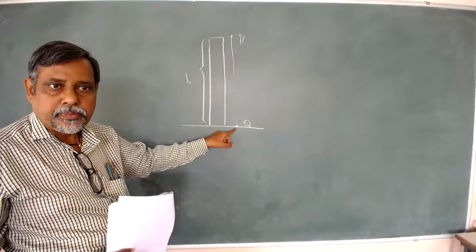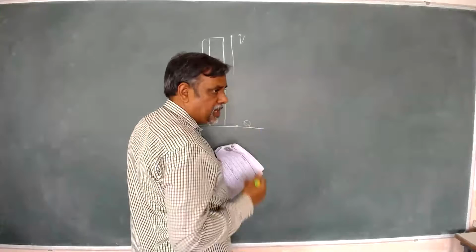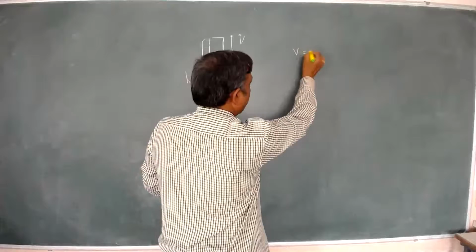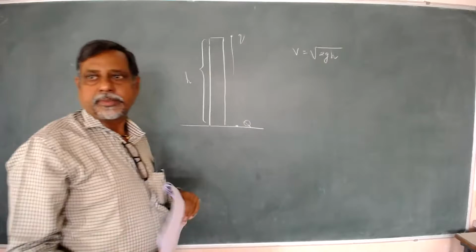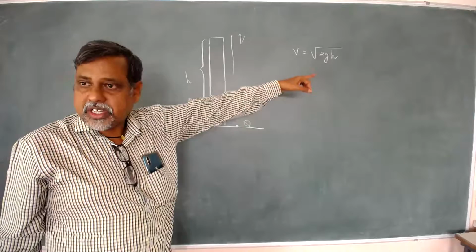Usually, if it is free fall, the body will be moving with a maximum velocity and touching the ground with that maximum velocity. In the case of free fall, V is equal to under root 2gh. But that much velocity you cannot expect over here. This given situation is different.